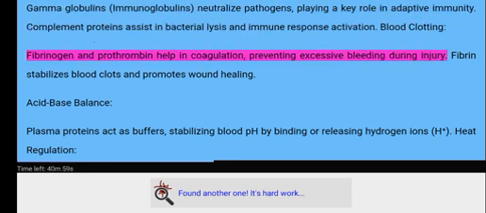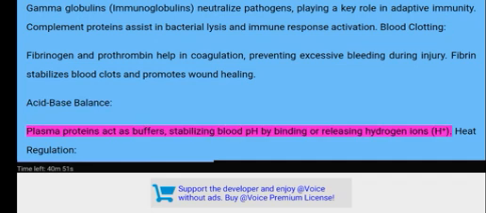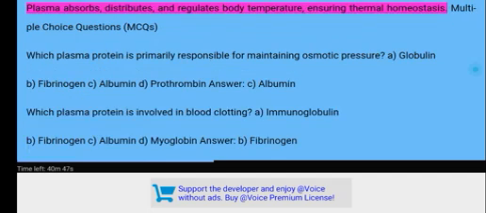Blood clotting. Fibrinogen and prothrombin help in coagulation, preventing excessive bleeding during injury. Fibrin stabilizes blood clots and promotes wound healing. Acid-base balance. Plasma proteins act as buffers, stabilizing blood pH by binding or releasing hydrogen ions, H⁺. Heat regulation. Plasma absorbs, distributes, and regulates body temperature, ensuring thermal homeostasis.